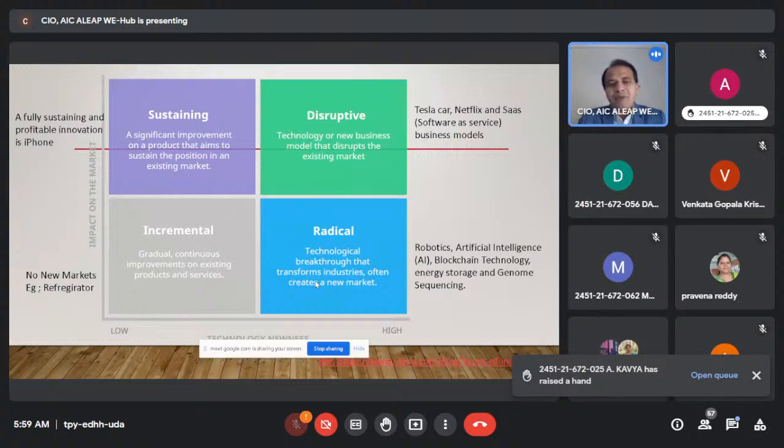If we plot X and Y axes with technology newness and the impact on the market, technology newness means nothing but innovation. And you check it against the impact on the market, then you will see four types of innovations which I have mentioned here: incremental, radical, disruptive, and sustaining.